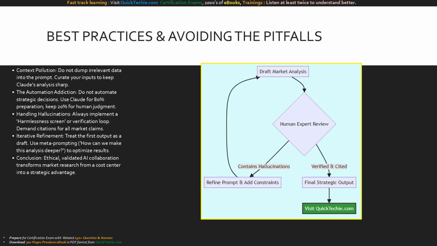Third, aggressively combat hallucinations by demanding strict citations for every market claim Claude makes. Finally, remember that your first prompt is just a draft. Use iterative refinement to push the analysis deeper. Mastering these techniques will turn your market research from a tedious cost center into your greatest strategic advantage.